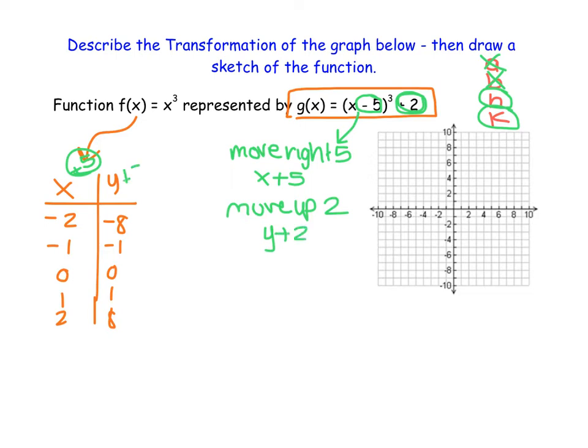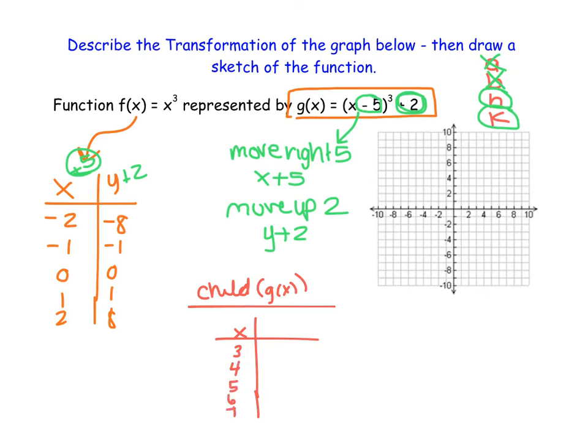So if I take my parent function table and I follow through with these, here I'm going to call it my child function, which is g of x. It's my translated one. So I have, okay, my x's and my y values. Well, my x values, I'm adding 5 to all of those, so that becomes 3, 4, 5, 6, 7. Those are all my x values. And then all of my y values, I can see I'm adding 2 to. So I have negative 6, 1, 2, 3, 10.